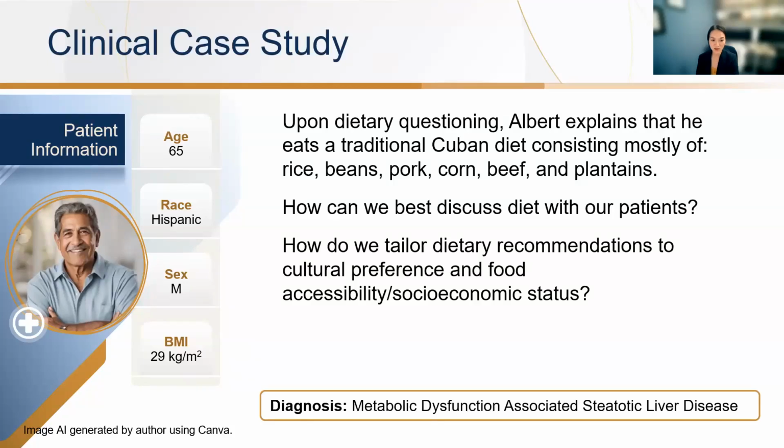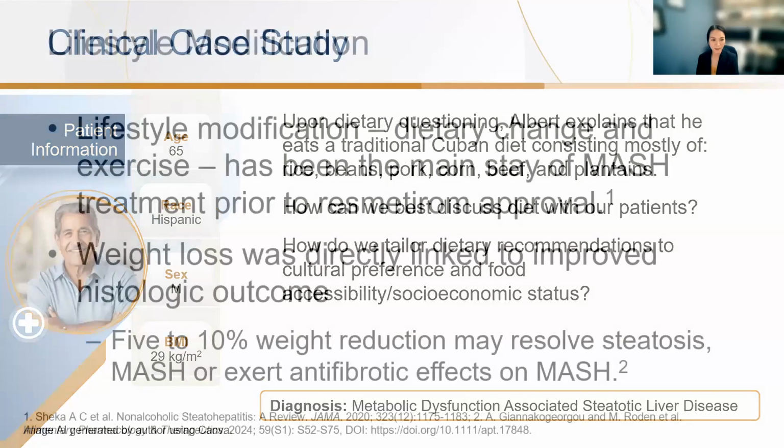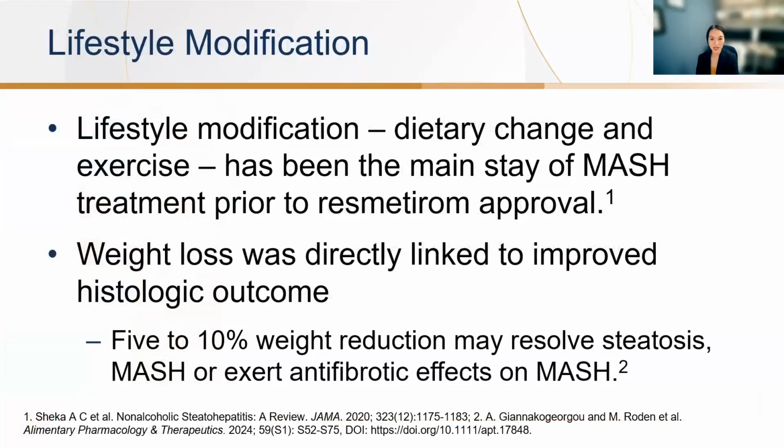Remember, he got this diagnosis of MASLD. So lifestyle modification is the mainstay of treatment. Whether the patient is indicated for medication or not, again, lifestyle modification, you cannot escape this. That includes dietary changes and exercise, with the primary goal being weight loss. Substantial improvement in histologic outcomes, including fibrosis, is directly correlated with increasing weight loss.